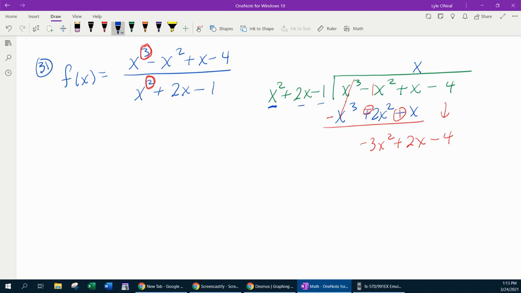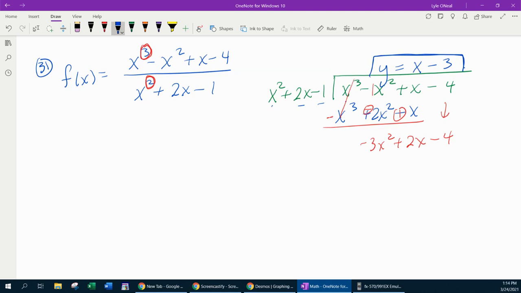What would I multiply x squared by now to make negative 3x? Well, that would be -3. And at this point, you can stop. That will be your slant asymptote. The quotient of the long division, if you make it a linear equation, that is your slant asymptote.